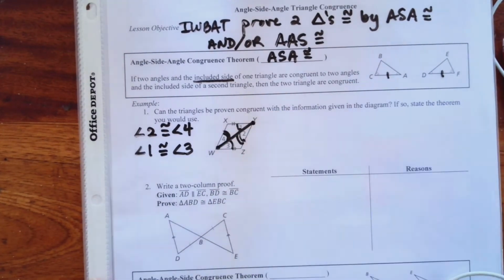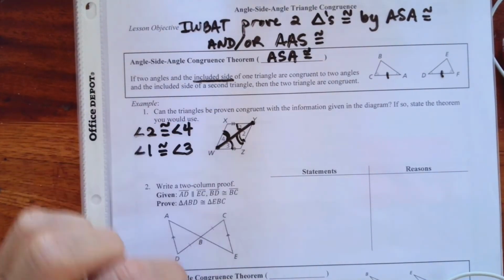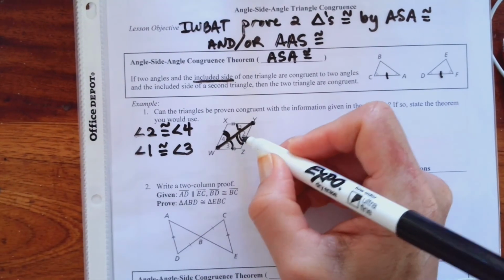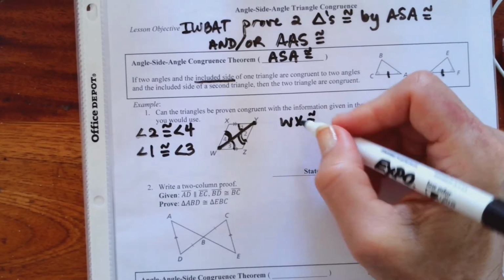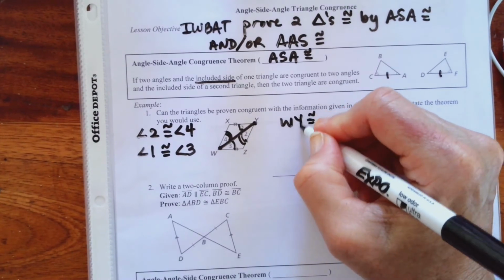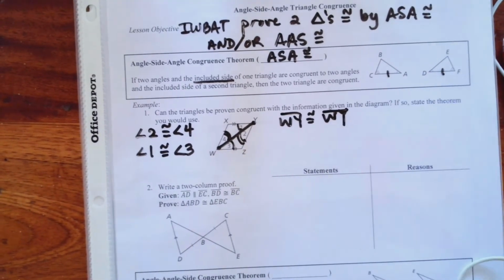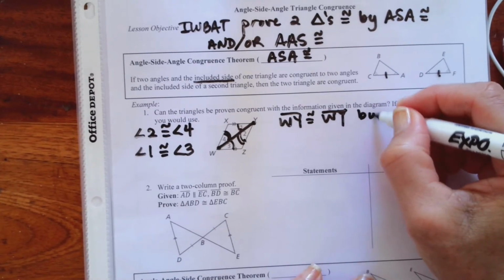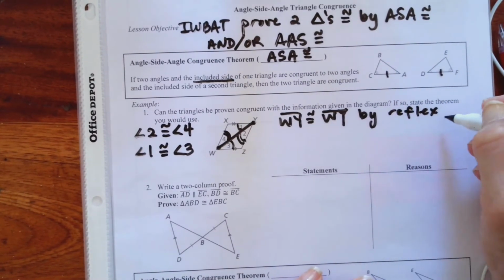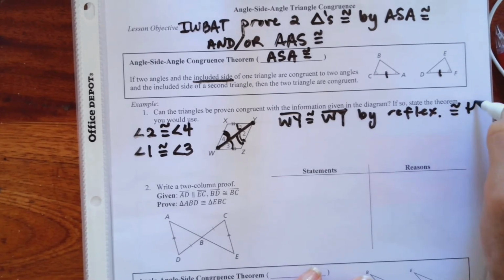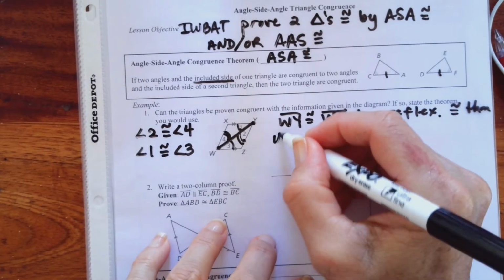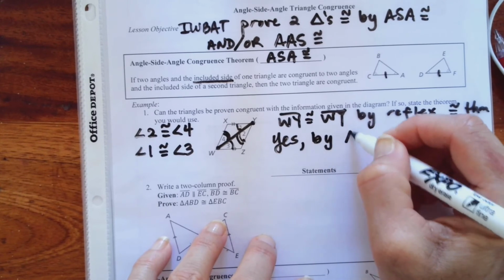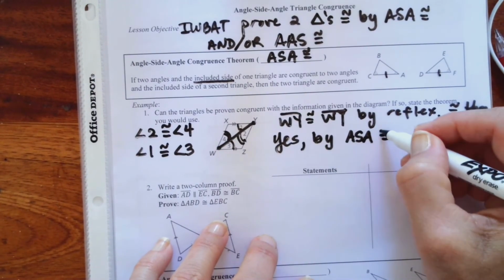WY is congruent to WY, right? That's in between, and both of those triangles have it. It is the side that's in between the two. Okay. WY is congruent to WY. If I was going to actually write it out, by the reflexive property, it's actually a property, and therefore, yes, it can be proven by the angle side angle congruence theorem.